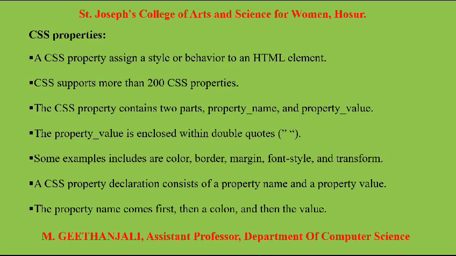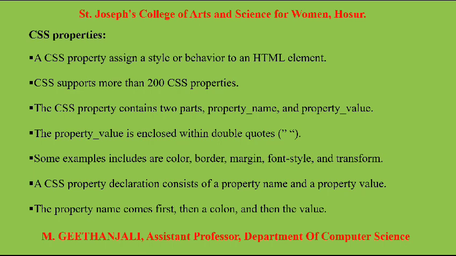A CSS property assigns a style or behavior to an HTML element. CSS can support more than 200 properties. A CSS property contains two parts: the property name and the property value. The property value is enclosed with double quotes. Some examples of CSS property names are color, border, margin, font-style, and so on.